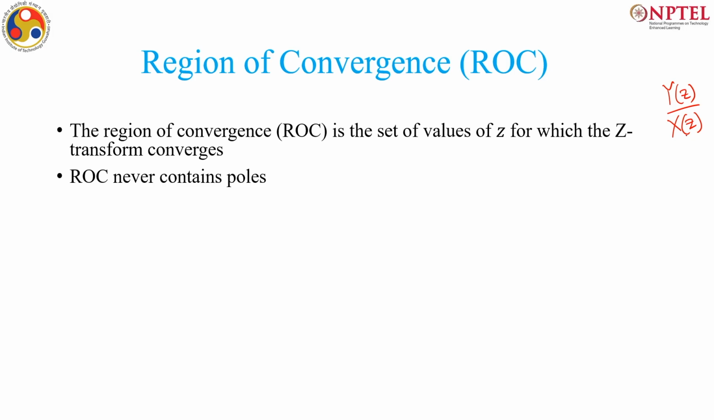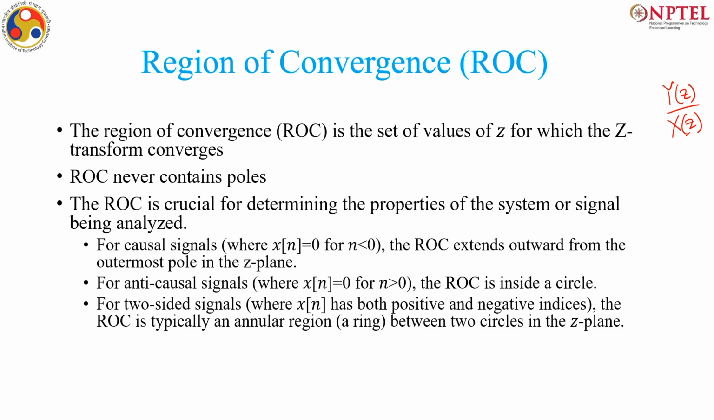So, ROC cannot contain poles because ROC will be those points where the z transform has finite values. ROC is crucial in determining the properties of the system or the signal which is being analyzed. For example, if we have a causal signal, now causality is mainly described in terms of systems, but causal signals are also defined for signals which are right sided, like x[n] is 0 where n is less than 0. This kind of signals are called causal signals.